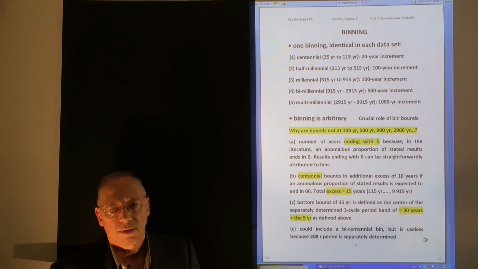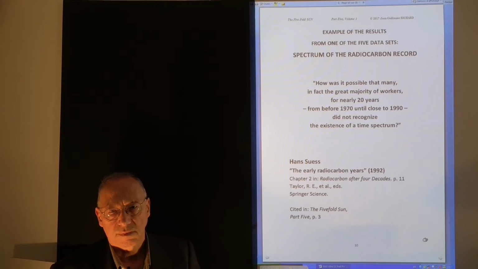So in total, we have to add at the centennial or millennial boundaries an excess of 10 plus 5 years, i.e. 15 years, and we start with 115 years. The bottom bound is 35 years because we start arbitrarily from the 30-year poloidal cycle central value, and we add 5 years as defined before.